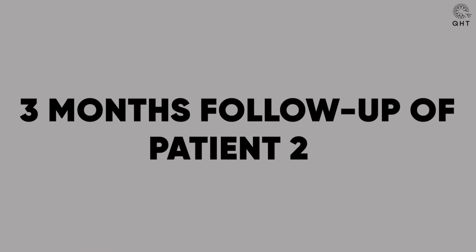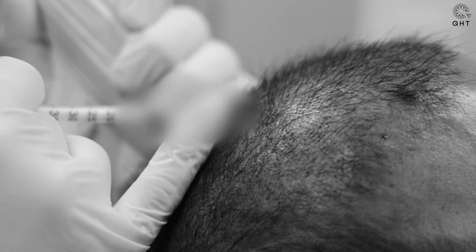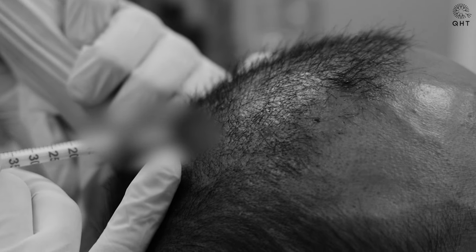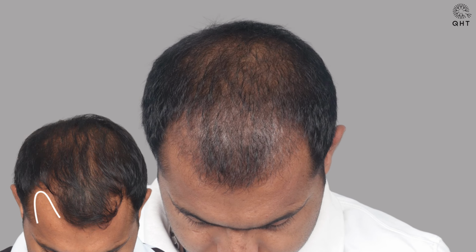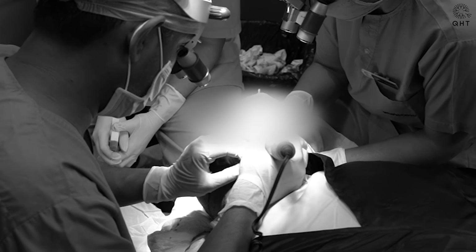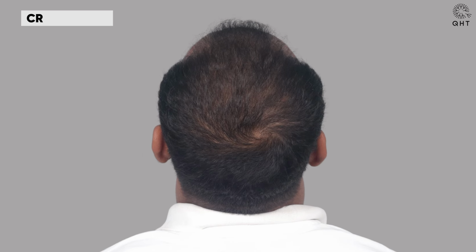3-month follow-up of patient 2. Moving on to patient 2, during his first PRP session, our experts observed that the shedding phase had already ended. His M-shaped hairline had now settled beautifully, creating a natural frame for his face. Very soon, new hair growth would become visible, proving the precision of the advanced technique used.